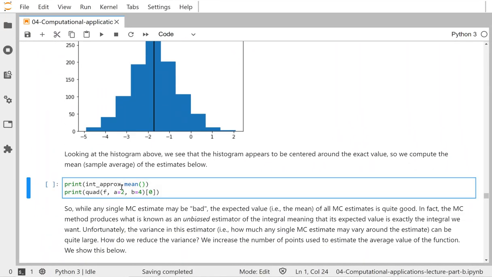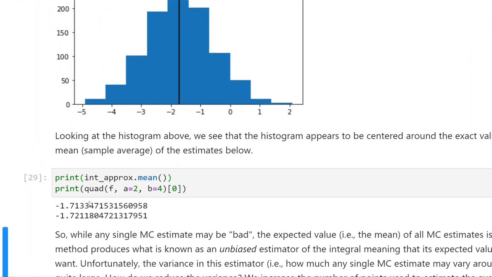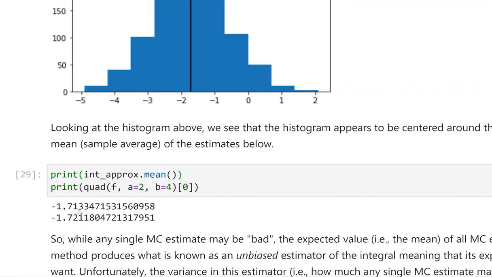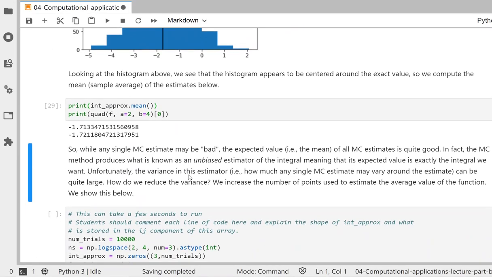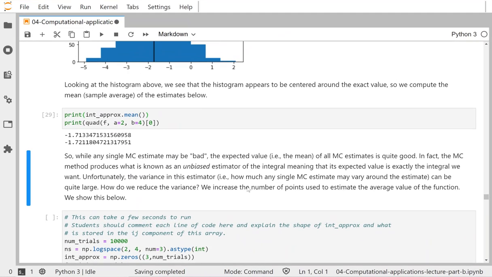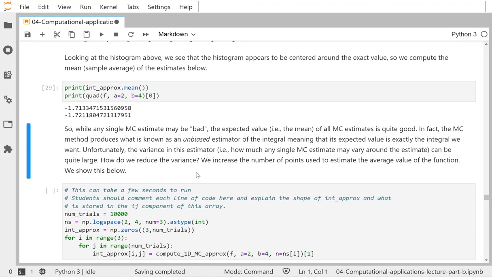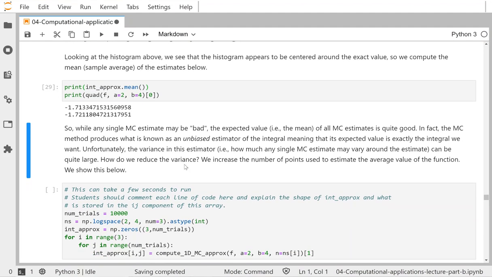Now, to look at what the actual mean was of this integral approximation and to compare it to the quadrature rule, look, the mean approximation is actually quite good. So this is basically all the approximations, and then we take the mean. While any single Monte Carlo estimate may be bad, its expected value is quite good. It is an unbiased estimator, as I was just mentioning, but the variance is clearly far too large with 100 samples.